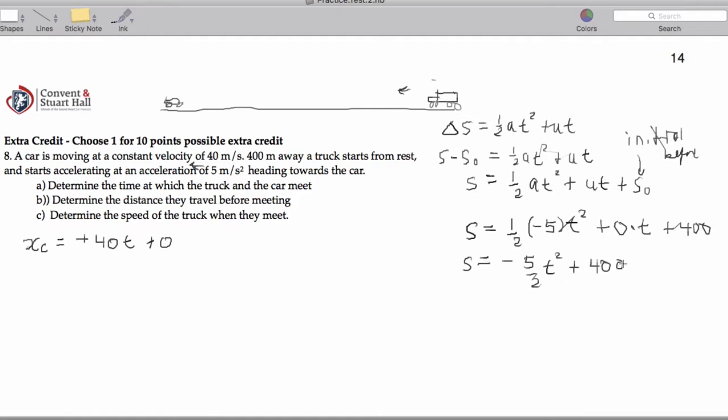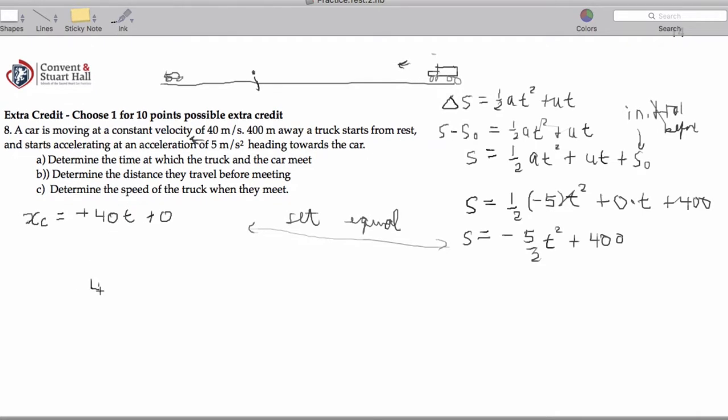Now this is where it gets very exciting. What we're going to do is set these two equations equal to each other because they meet in the same place. In other words, the position of the car and the position of the truck are the same when they meet, and they meet at the same time. So I'll set these equal, and I'm going to do some algebra. So 40t equals -5/2 t squared plus 400.